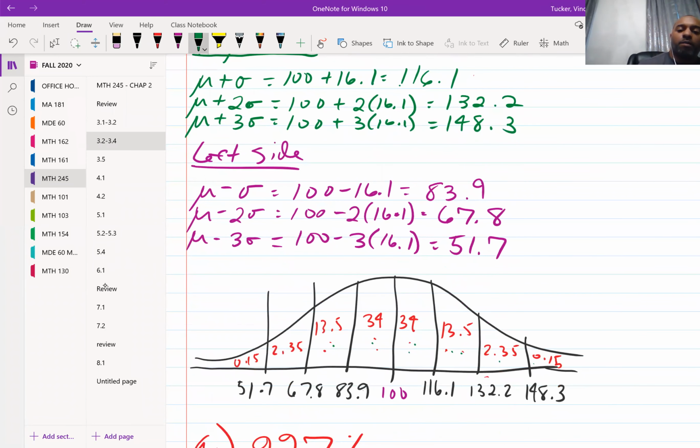So we have our mean in the middle. To the right, we have our 116.1, 132.2, 148.3. And to the left, 83.9, 67.8, 51.7. Notice our percentages in here did not change. Those stay the same. It's just the numbers at the bottom that will change according to the numbers that we have, or the numbers that we're given.